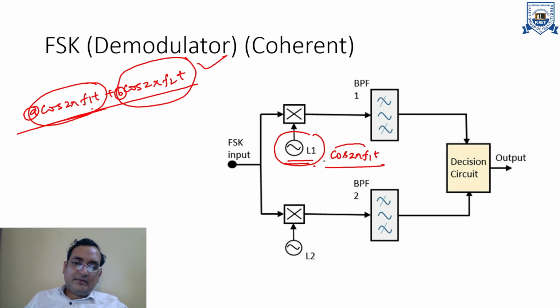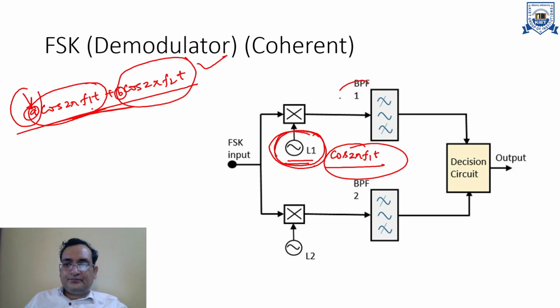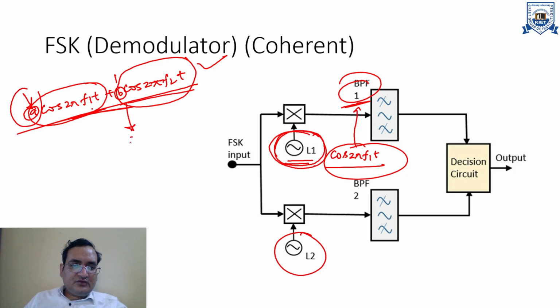So if I am talking about the cos 2 pi f1t, the point to be noted is that when you multiply this low frequency obtained from the local oscillator with this signal, you will only get A at the output, right? And this is 1 because I have used cos 2 pi f1t for 1. Similarly, for L2, that means cos 2 pi f2t, B will be associated, as B is your data 0. So B will actually be extracted with the help of the band pass filter.